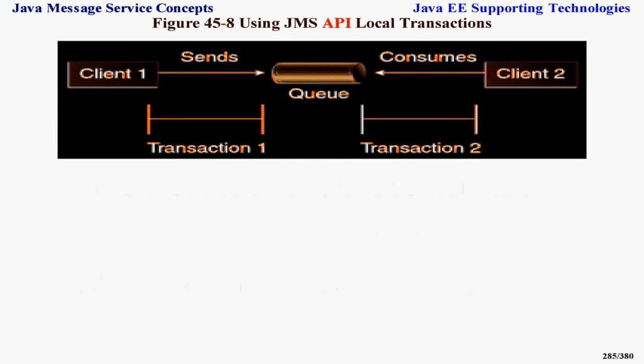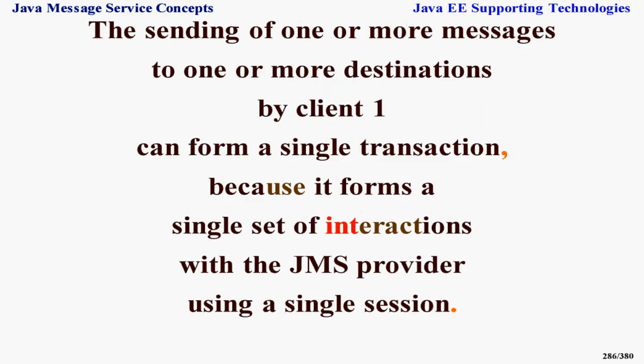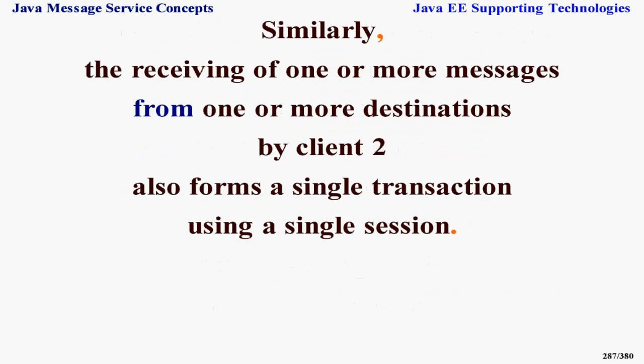Figure 45-8: Using JMS API local transactions. The sending of one or more messages to one or more destinations by client 1 can form a single transaction, because it forms a single set of interactions with the JMS provider using a single session. Similarly, the receiving of one or more messages from one or more destinations by client 2 also forms a single transaction using a single session.